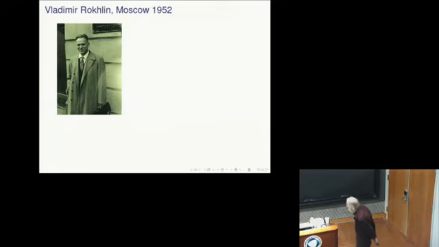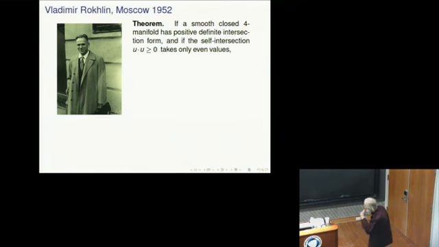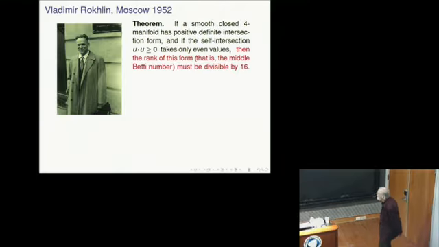Back to Russia was Vladimir Rokhlin, who proved the following theorem. Suppose you take a smooth closed four-manifold with positive definite intersection form, and suppose that the self-intersection takes only even values. Then the rank of this form must be divisible by 16.